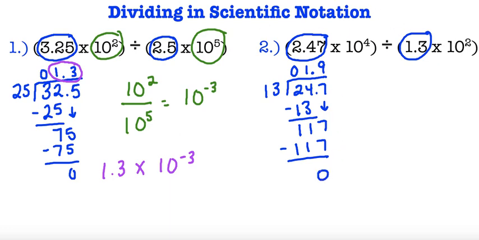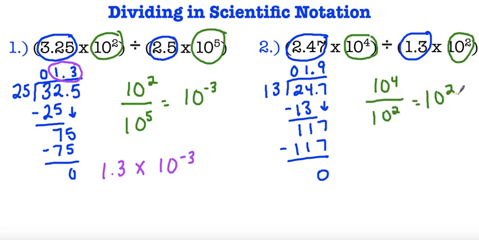And now I'm going to take my 10 to the power of 4 and 10 to the power of 2, and I'm going to divide those. And I end up with 10 to the power of 2, because remember, when we divide by the same base, we subtract the exponents. So my final answer is 1 9/10 times 10 to the power of 2.